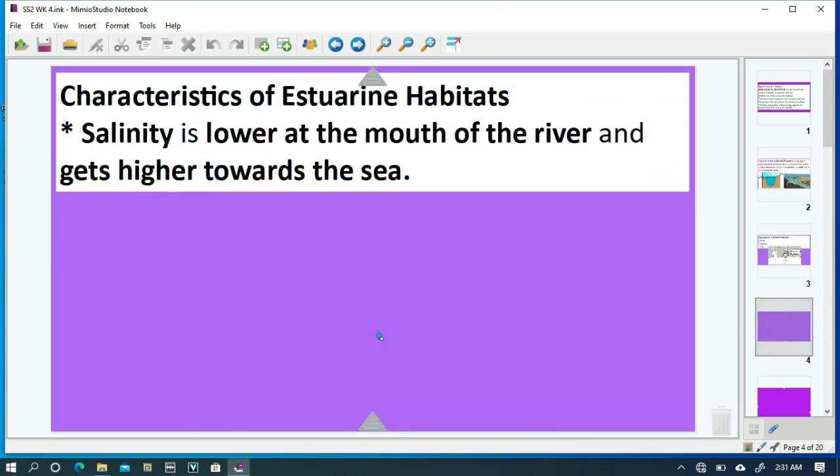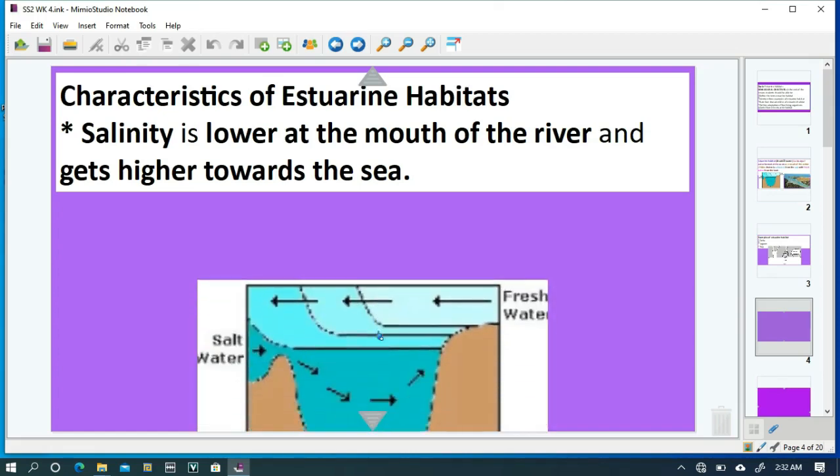Characteristics of estuarine habitats. The first characteristic of estuarine habitat is salinity, that is, the degree of salt concentration in water. In estuarine habitats, the level of salinity is lower at the mouth of the river and gets higher towards the sea.